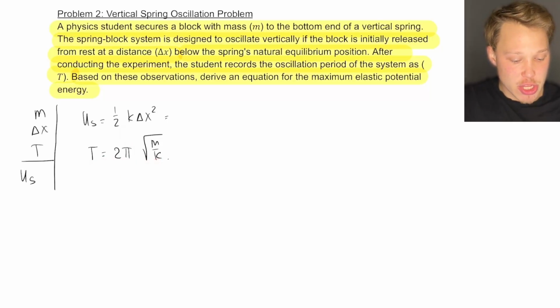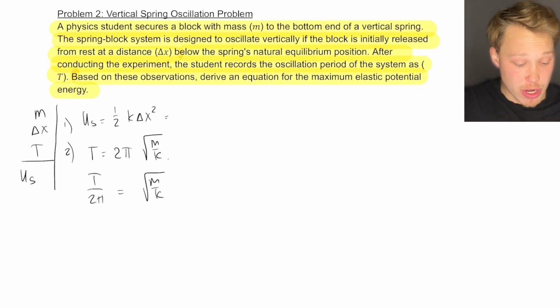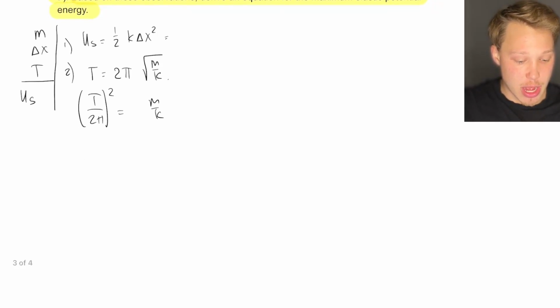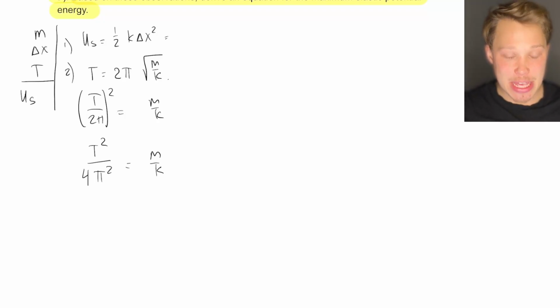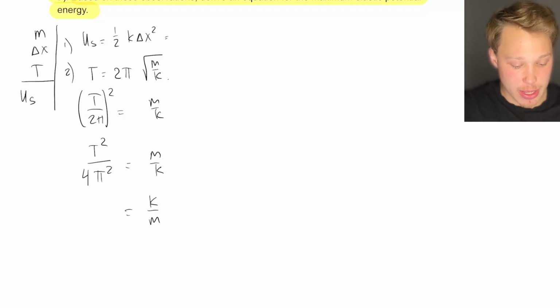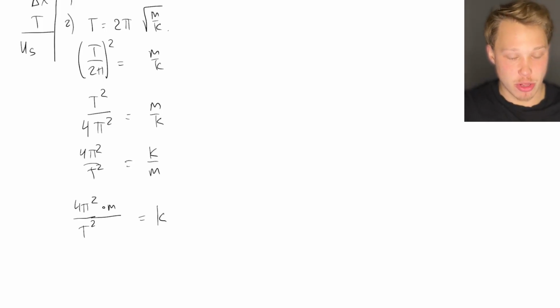Pretty easy, right? So divide both sides by 2 pi. Take the square of both sides to cancel out the square root. So then again, remember how we rearrange this: we distribute the square to each individual term. So T squared over 4 pi squared is equal to m over k. Let me invert both sides because I'm trying to rearrange for k. And then let me multiply both sides by mass. So I have k alone on this side.